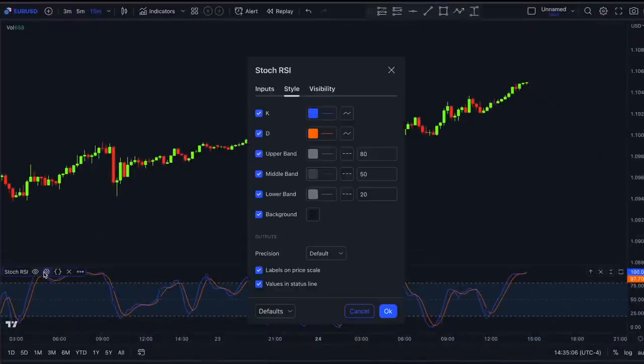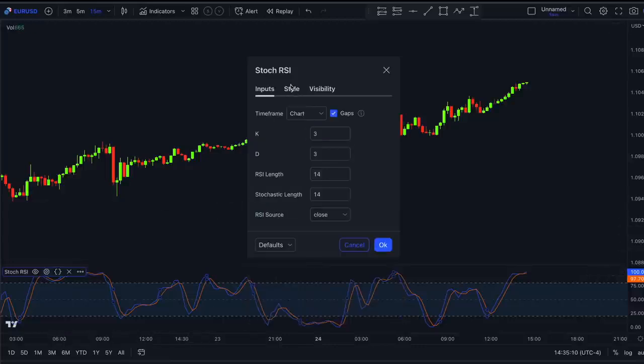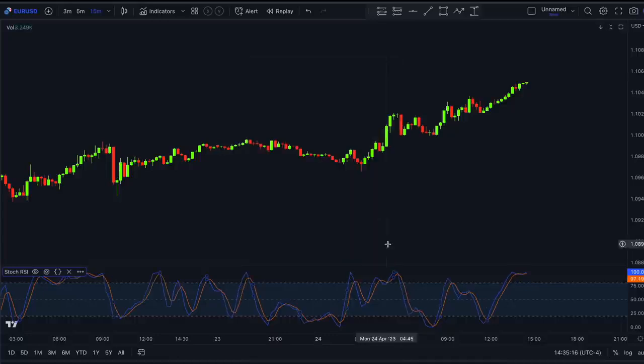One way to increase the accuracy of the signals is to change the indicator's inputs. I will set both the RSI and stochastic lengths to 10. This change will affect the indicator's lag. Also, we need to formulate specific rules about when to buy and sell. I believe that in most cases, the best way to use stochastic RSI is by combining buy and sell signals with overbought and oversold conditions.